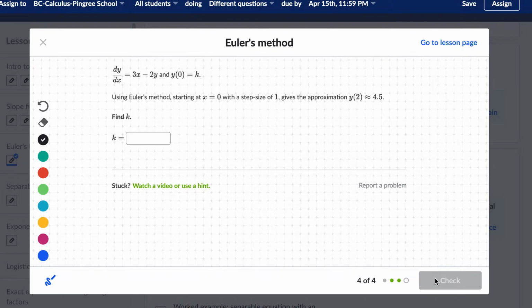Next question. Should we do one more? I think I'll just get you started on this. Similar thing, different differential equation. We're starting at 0. Okay, this is a little bit different. Let's do this. We're starting at the point 0, k.